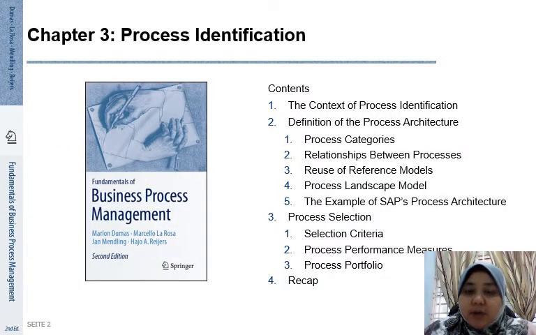This is basically our content. We're going to follow the textbook that we use from Dumas, Fundamentals of Business Process Management. I hope you have read chapter 2. Inside the textbook, it is chapter 2. But for us, it's chapter 3 because we have learned about Porter's business strategic model last week, the 5 forces model and the value chain model, in chapter 2.